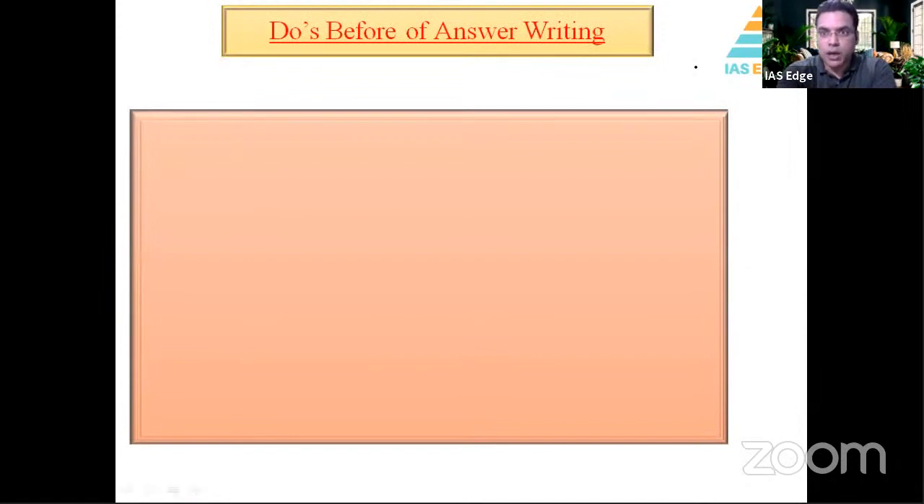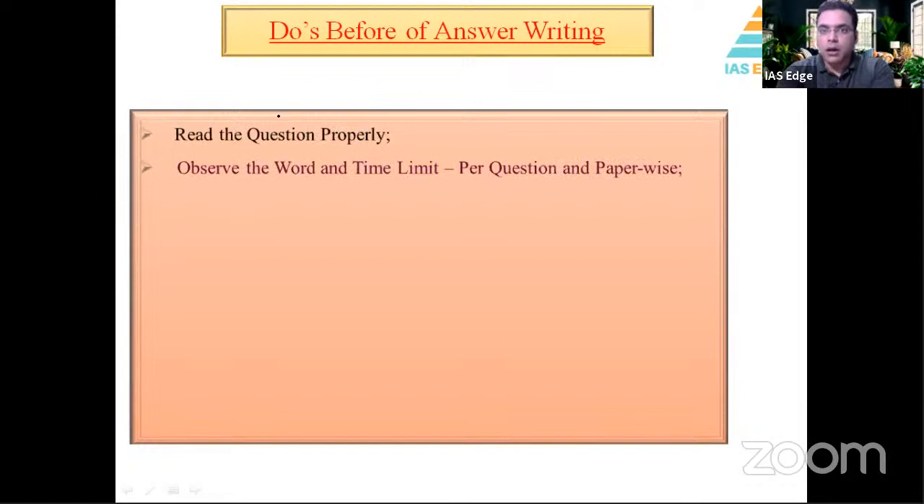Now, what are the do's before answering? What should we keep in mind before writing a good answer? The first thing is, of course, read the question very properly. Answers have to be very contextual in terms of what the question is asking. Answers can't be random. You can't write random answers.